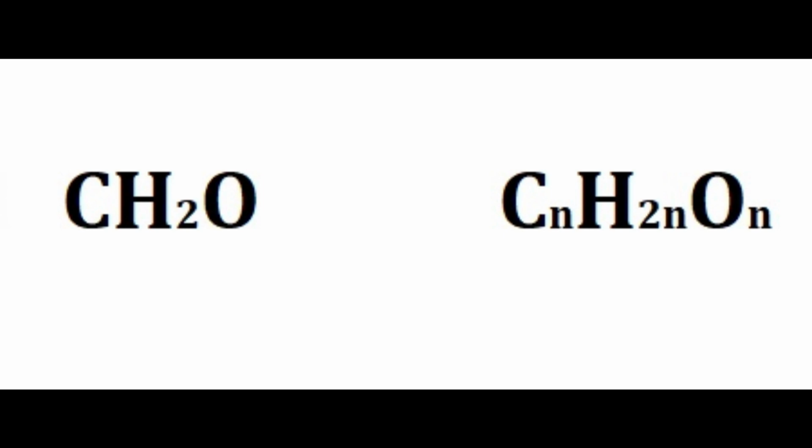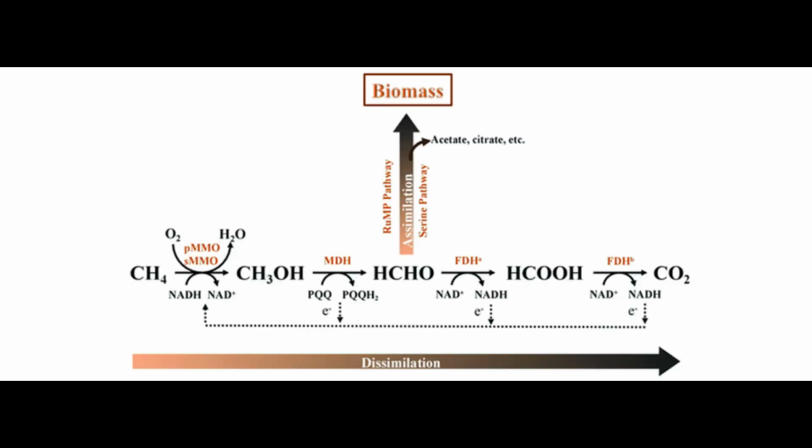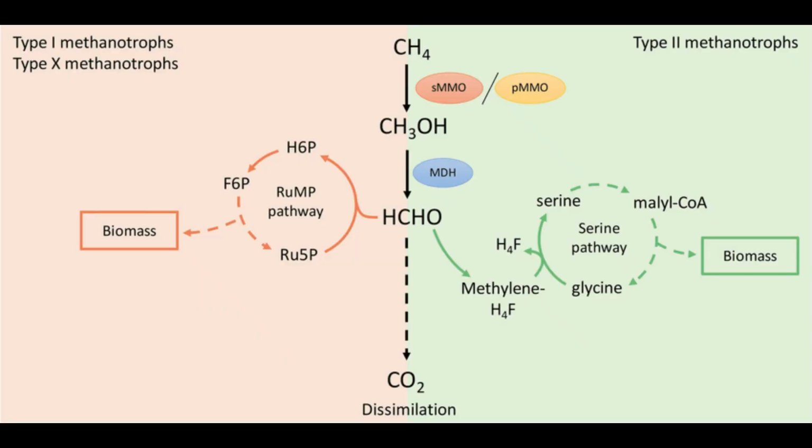At this point, the carbon has the same general elemental stoichiometry as biomass, CnH2nOn, and thus it can either be oxidized further to power the organism's energy metabolism, or it can be assimilated. If it is oxidized further, it will be converted to a formate and then finally a carbon dioxide. If the carbon is assimilated, the formaldehyde will be fed into one of two pathways. Type 1 and 10 methanotrophs use the RuMP cycle, while type 2 will use the serine cycle.